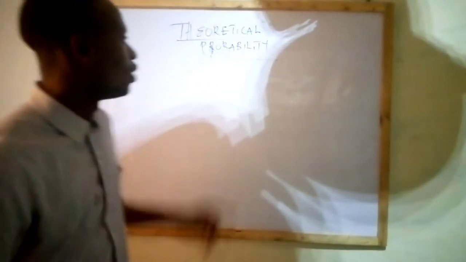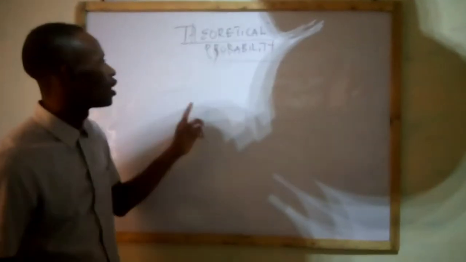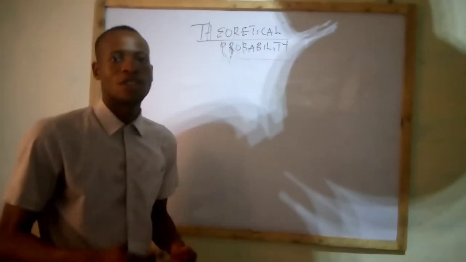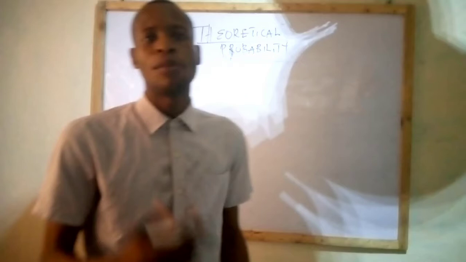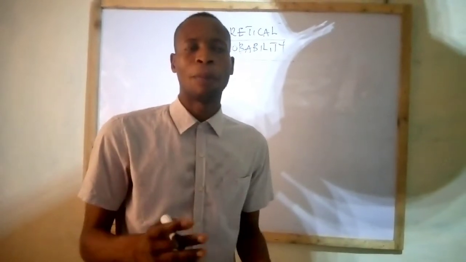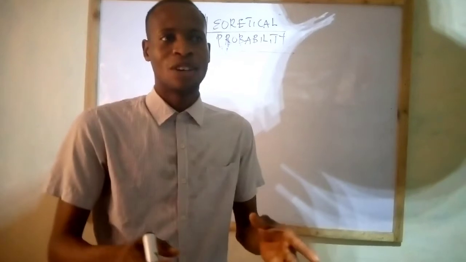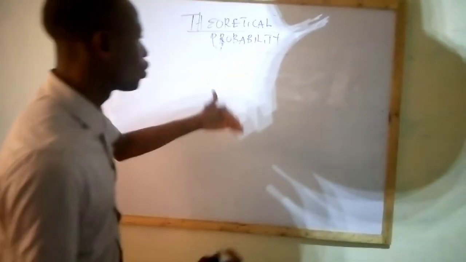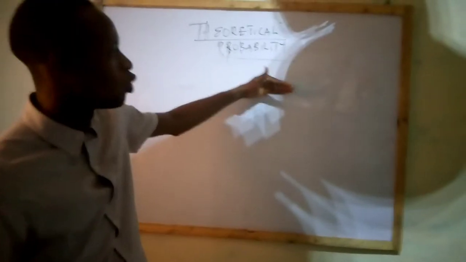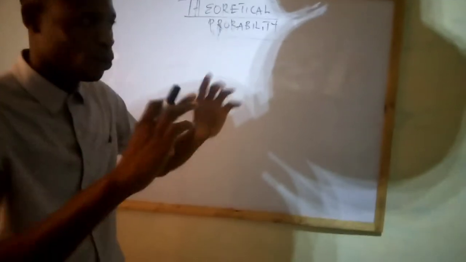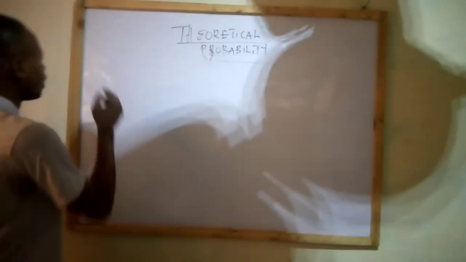Okay, today's class is going to be based on theoretical probability. Now, what is theoretical probability? This simply means a probability that is calculated without any experiment being performed. That is, we only bring out the physicalization of that question to be able to solve the problem. That is from the word theory. Okay, let's take an example.